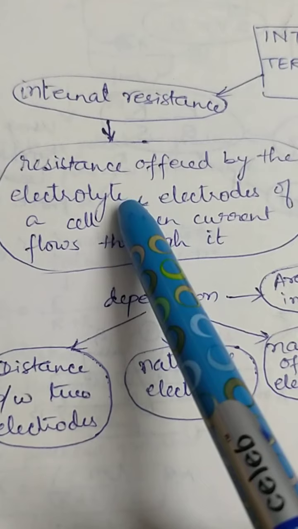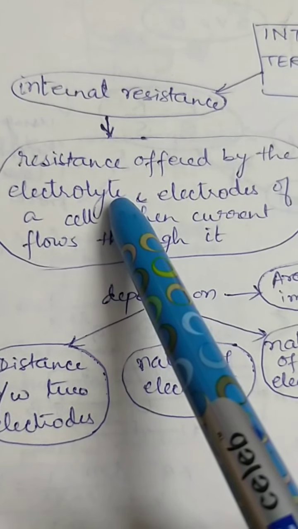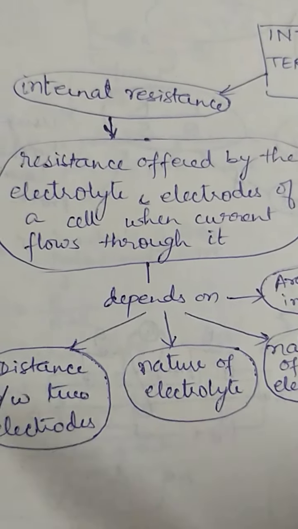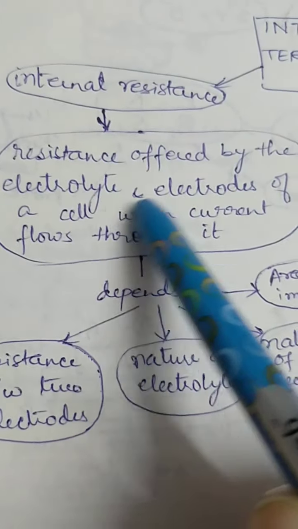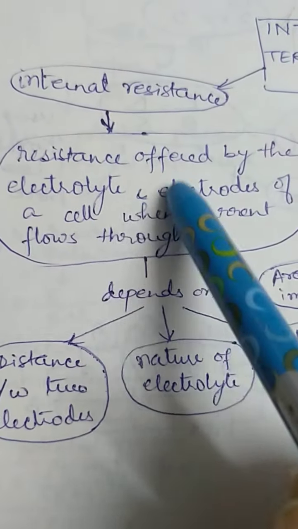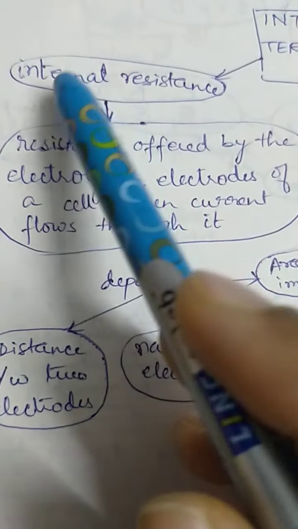Now in the case of a cell, the electrolyte is there, either in the form of a liquid or a powder. Electrodes, the positive and negative terminals, will be there. When the charge carrier moves between them, there is a collision and energy loss, and that energy loss is what offers this internal resistance.